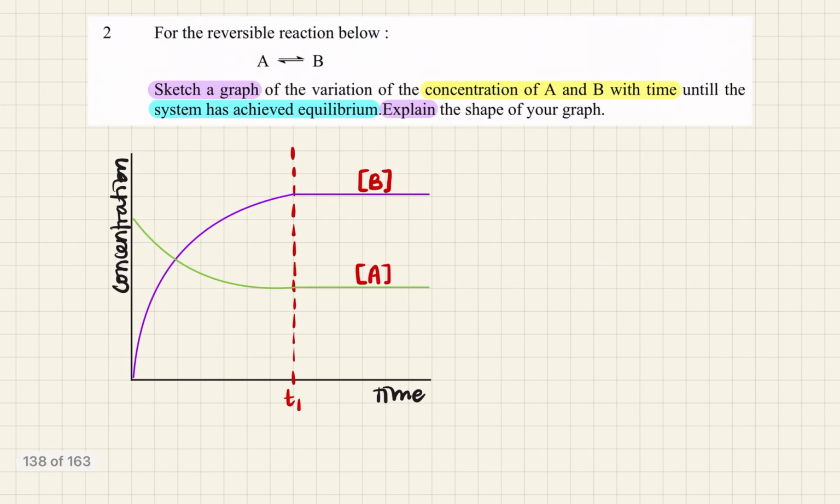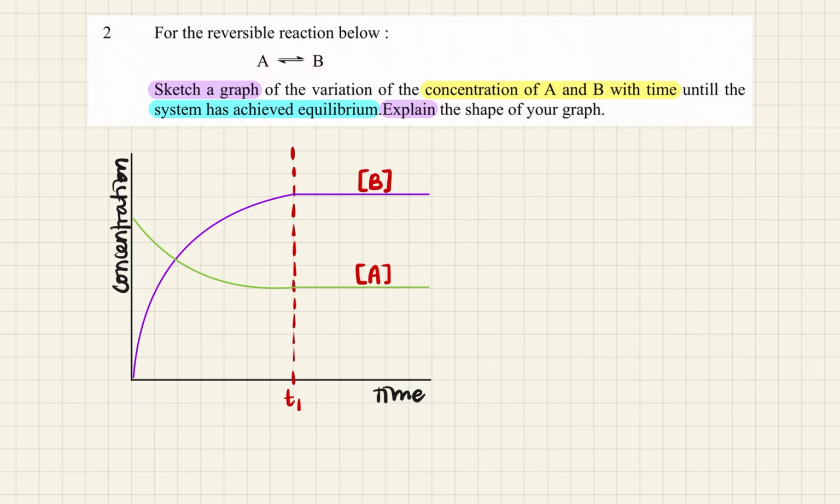Alright, so second question is a question where it asks you to sketch a graph of variation of the concentration of A and B with time. So that means that this will be a concentration versus time graph, okay, until your system has achieved equilibrium. So explain the shape of your graph. So for this question, your graph, okay, you must follow the reaction given. A, the forward reaction is from A to B, so this is your reactant, this is your product.